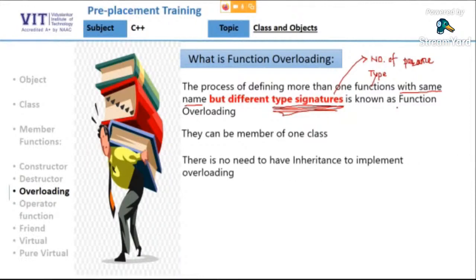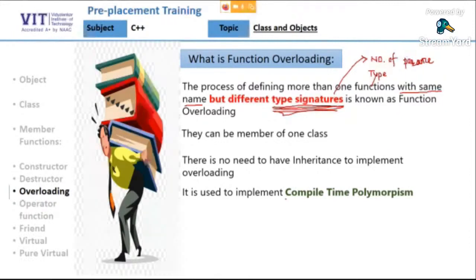Then we will move on to the next characteristic: there is no need to have inheritance to implement overloading. I'm keeping these points to get the difference between function overloading and function overriding. Whenever you write the difference, or somebody asks you what the difference is between function overloading and function overriding, these points will be really helpful for you. And it is used to implement the concept called compile time polymorphism.